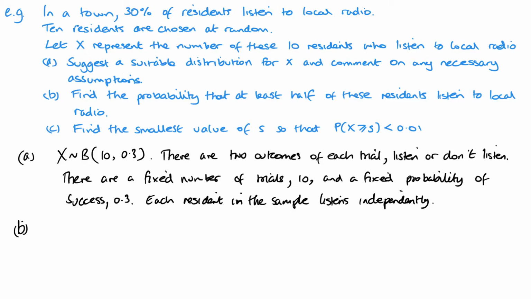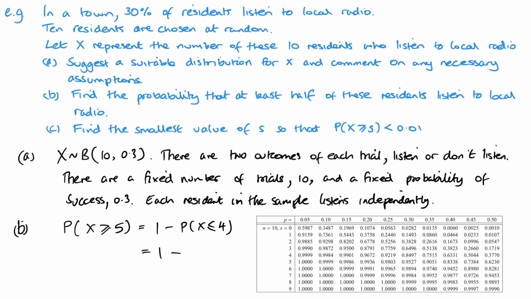Now, part B is find the probability that at least half of these residents listen to the local radio station. So probability, at least half, means it's going to be greater than or equal to, and half of n would be 5. So we're looking at greater than or equal to 5, so that's 1 minus the probability that x is less than or equal to 4. And all I need to do then is look this up in the table. So we've got n equals 10, which is here, and we've got probability is 0.3. So this line we're looking at, and you can see 4 is this one here, 0.8497.